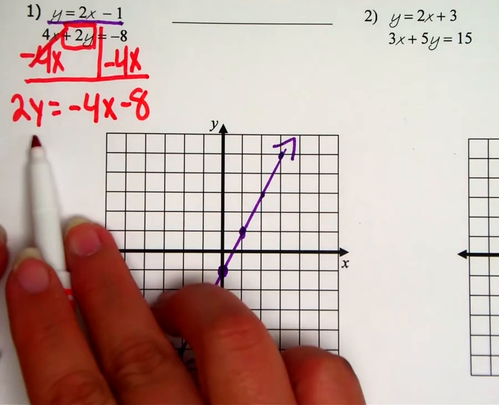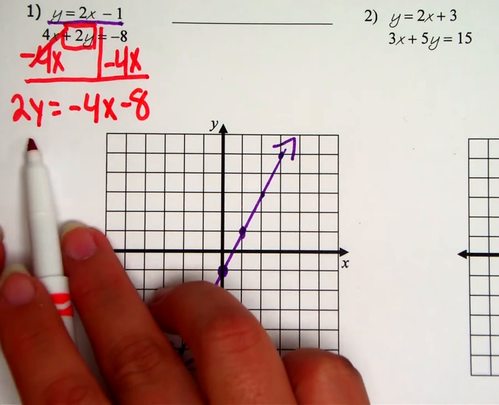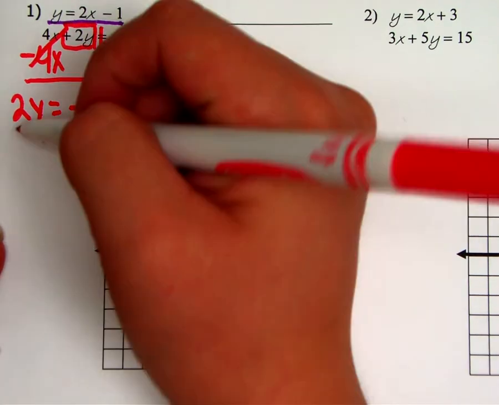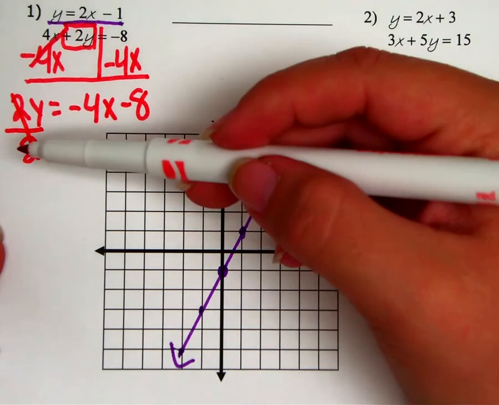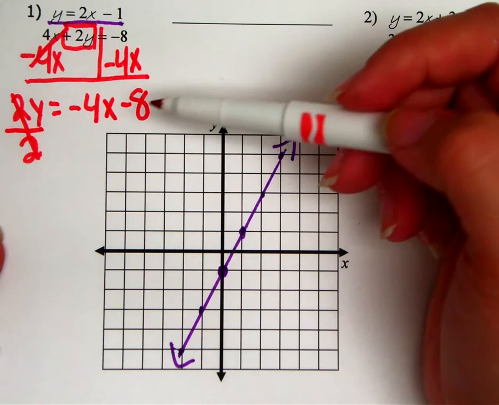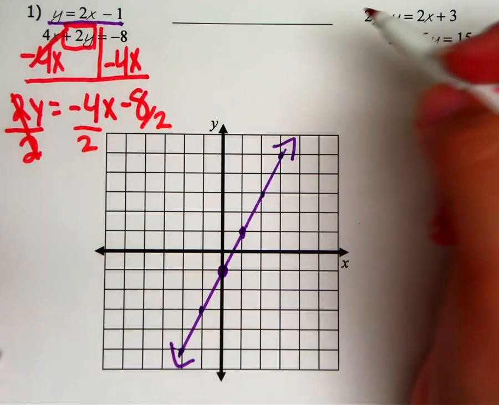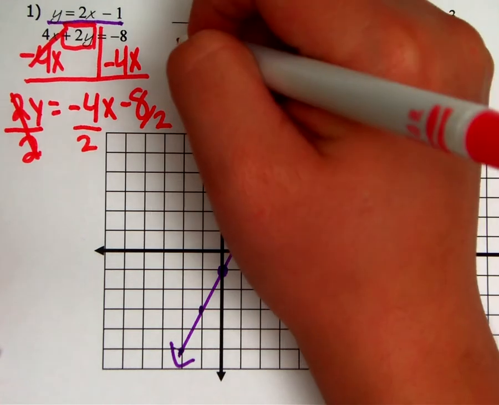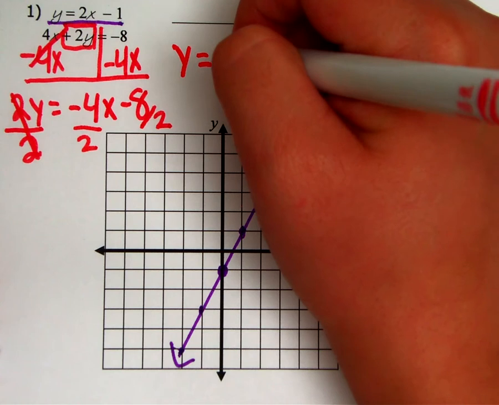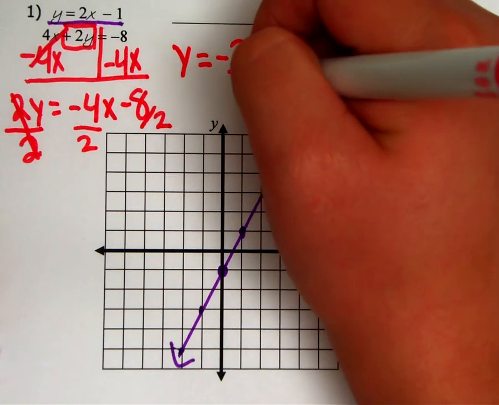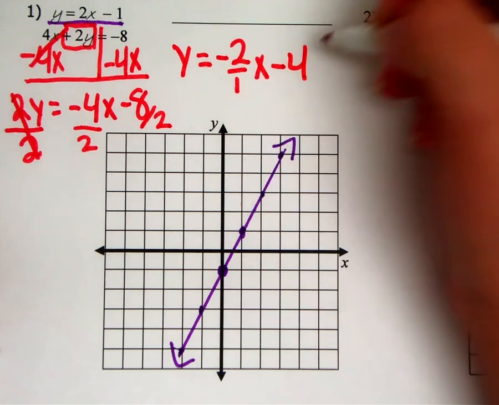Now, attached to that y is a 2. Since it's a number and a letter side by side, they're multiplying, so I need to do the opposite, which is divide. But again, the rule in algebra is what you do to one side of the equal sign, you have to do to the other. So I'm going to divide everything by 2. And I'm just going to write my equation right here. So y is equal to -2 over 1 x minus 4.